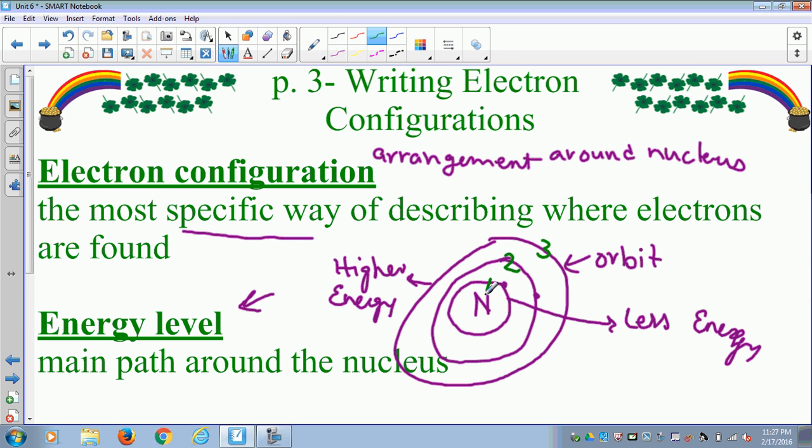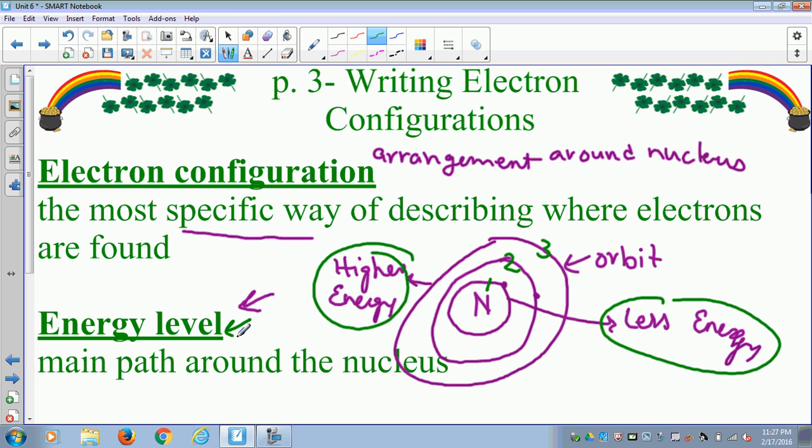And as I said, the energy level that is close to the nucleus has less energy, and as you go further away from the nucleus, it gets higher in energy. So what is the energy level again? It is the main path around the nucleus where electrons travel.